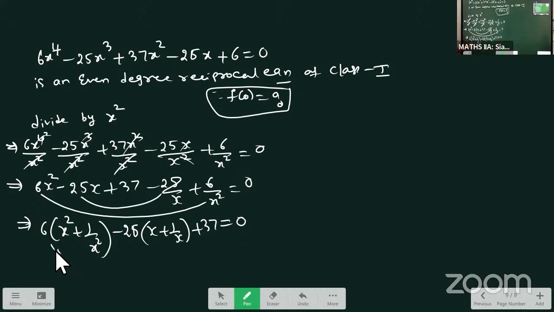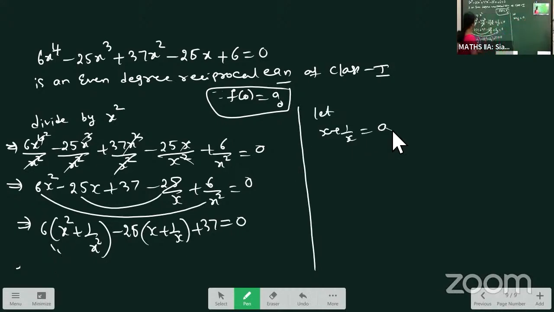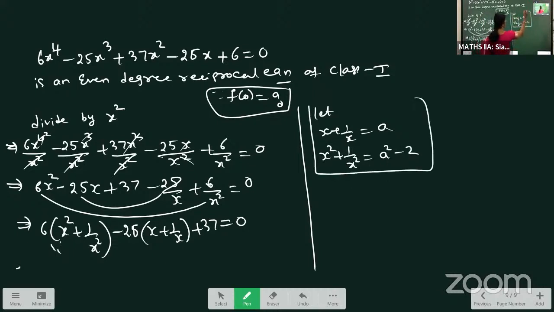You might have observed the same kind of question we solved yesterday. What is the substitution here? Directly you can take the substitution: let x plus 1 by x is equals to a. First term, what we have? x square plus 1 by x square we have. No need for the lengthy procedure. Directly you can go for x square plus 1 by x square value, a square minus 2.